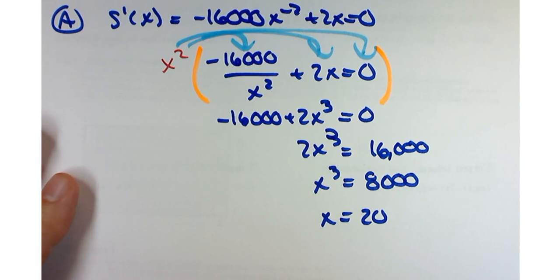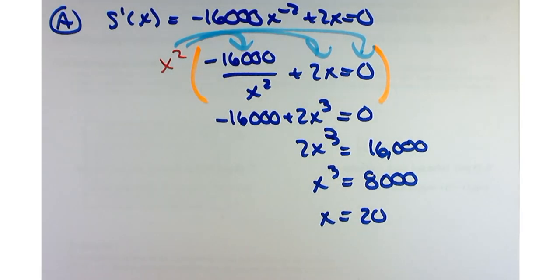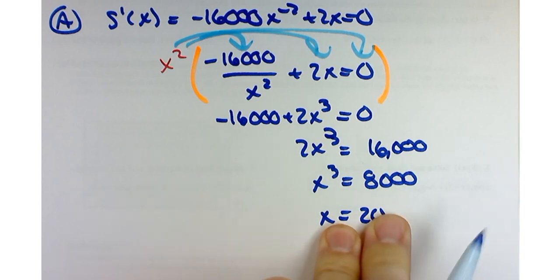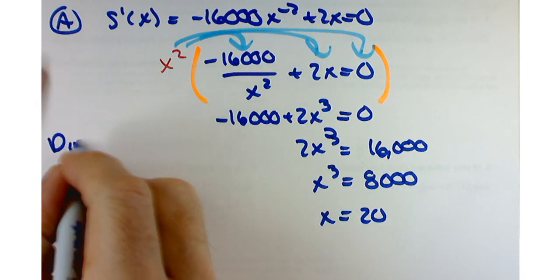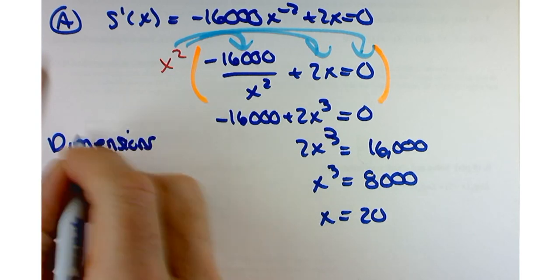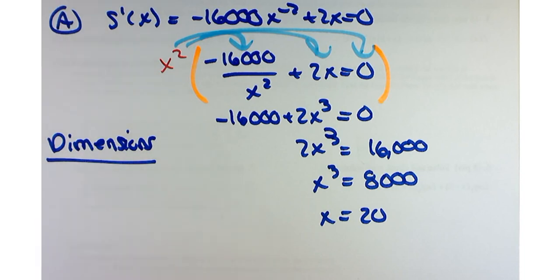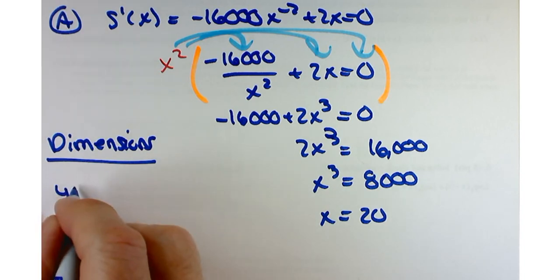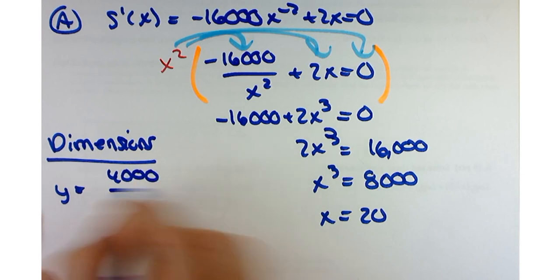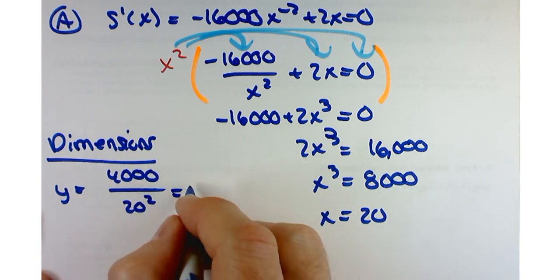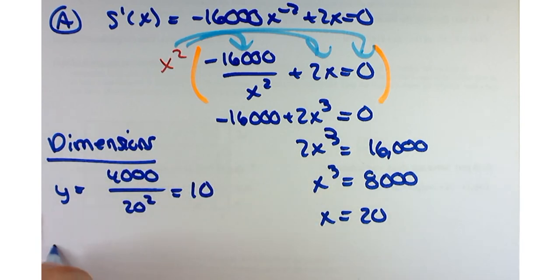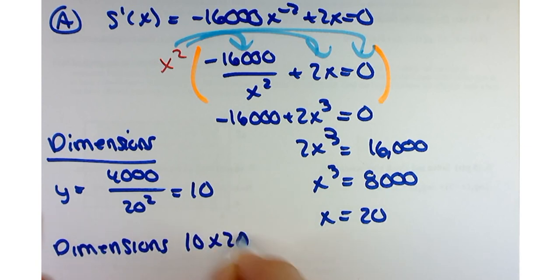Nice. Don't forget to look back at what the problem's asking. I know at this point you're like, yay, feeling really, really triumphant. But as far as the dimensions are concerned, we need to figure out what our y dimension is. We know that y equals 4,000 divided by 20 squared, which is 4,000 divided by 400, which is 10. So the dimensions overall are 10 by 20 by 20.